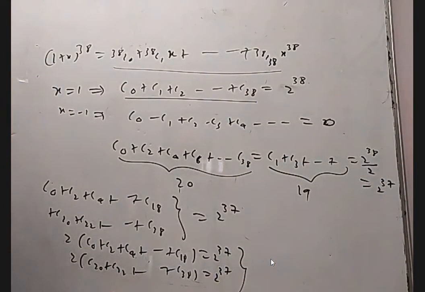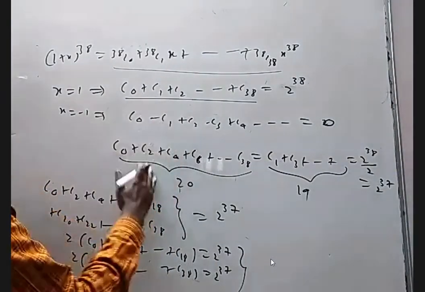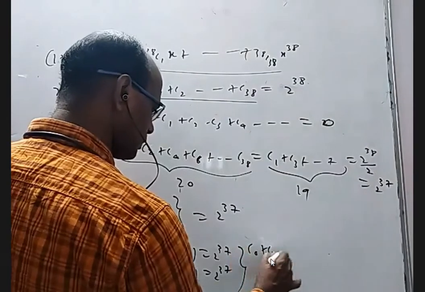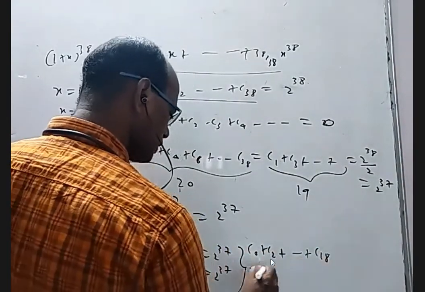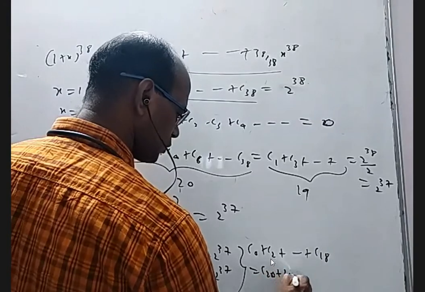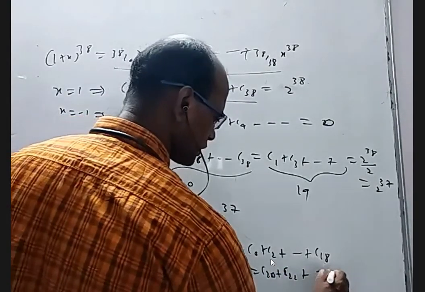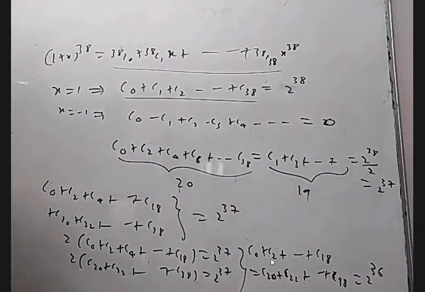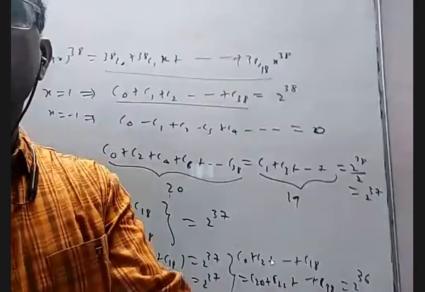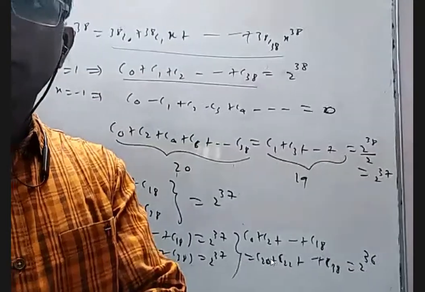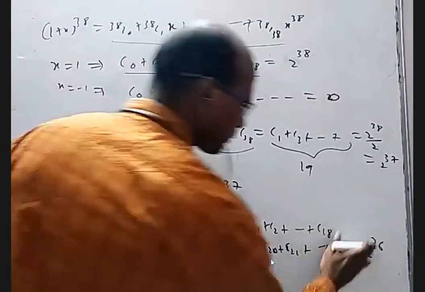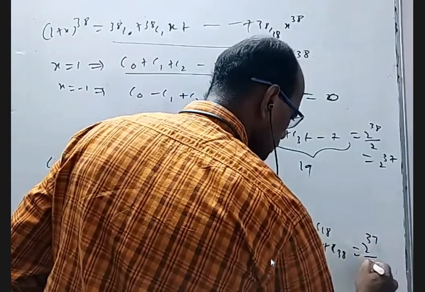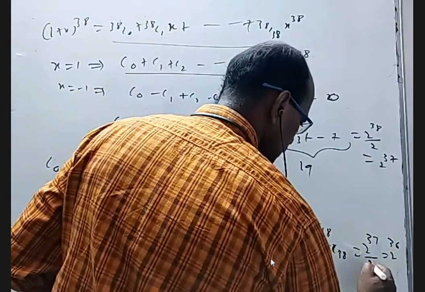So if we divide by 2, we made it into 2 equal parts, that is this, and even this we are making into 2 equal parts. So we'll get C0 plus C2 so on up to C18, same as C20 plus C22 so on up to C38, both are equal to 2 power 37 by 2, which is 2 power 36.